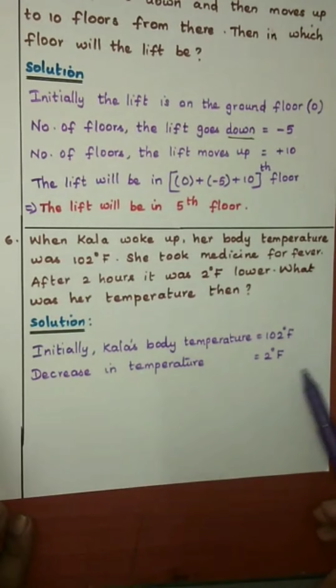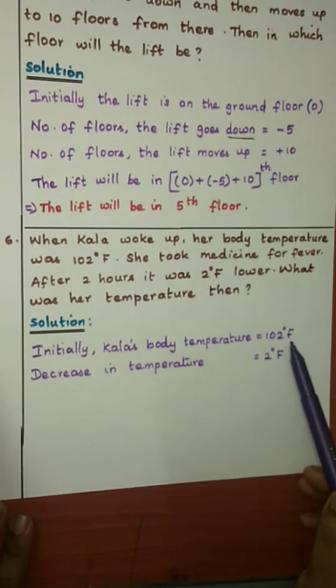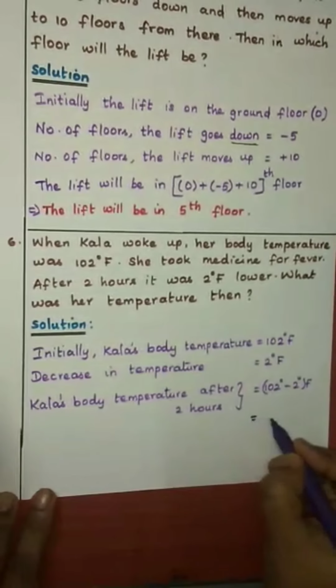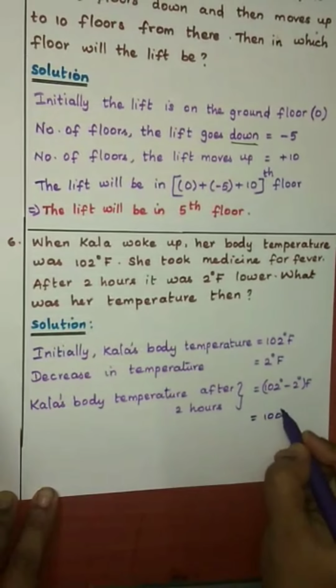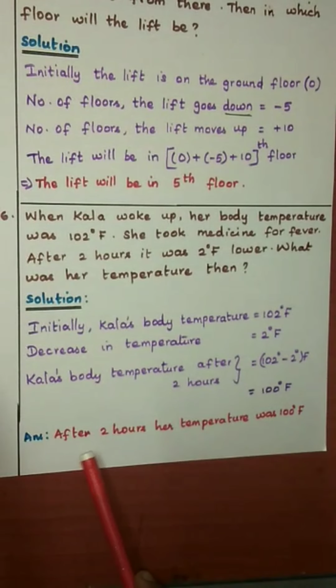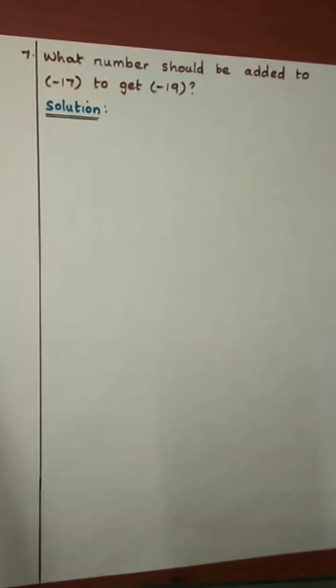We are asked to find her body temperature after 2 hours. So, how to find it? Subtract 2 degree from 102 degree Fahrenheit, which is equal to 100 degree Fahrenheit. Answer. After 2 hours, her temperature was 100 degree Fahrenheit.